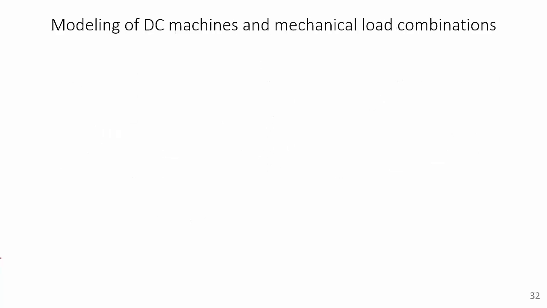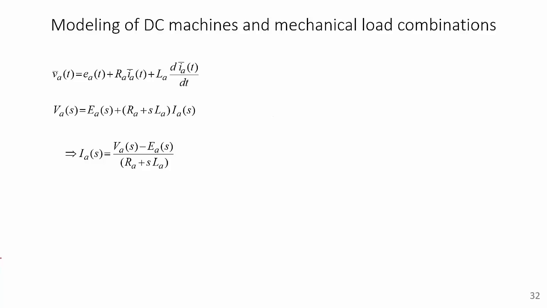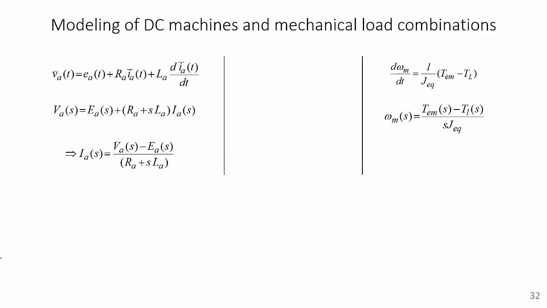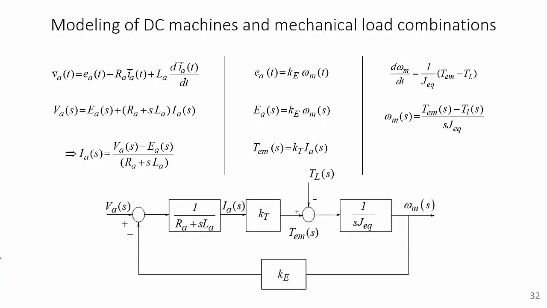The electrical equation can be rewritten in the transfer function model as shown here, and the mechanical equation can be rewritten in transfer function model as shown on the right. The electrical system and the mechanical system are coupled together by basic Maxwell's equation, which relate the back EMF to the speed and the torque to the current. This overall transfer function can be drawn as shown in the figure below.